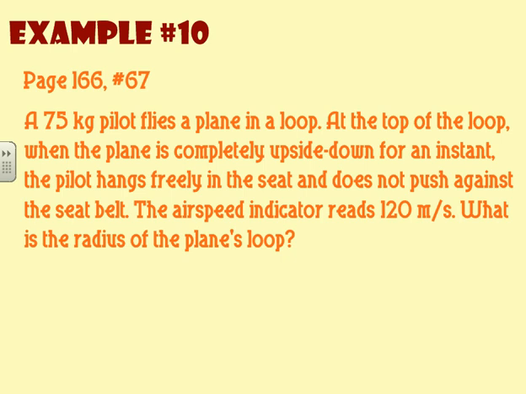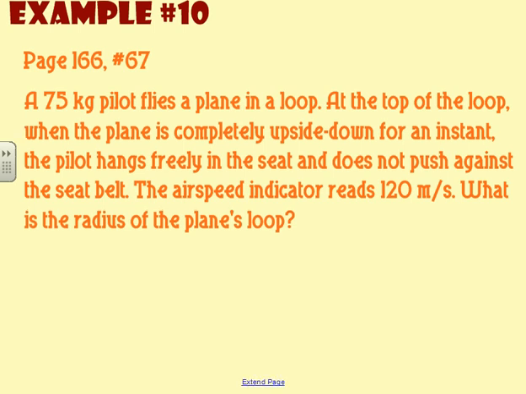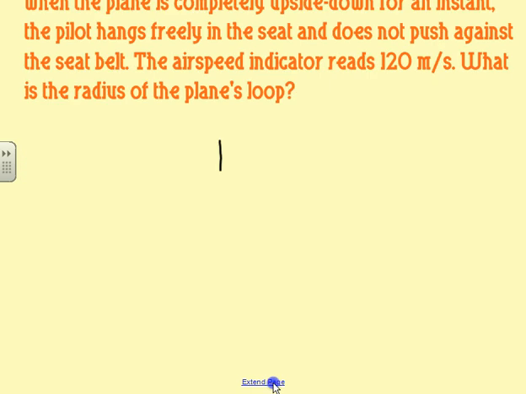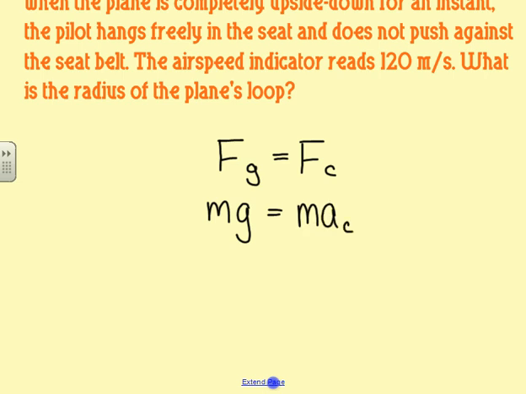That means the only force acting on our pilot is the force of gravity, and therefore the force of gravity is responsible for the centripetal force. We'll write that down, indicating that Fg, the force of gravity, is equal to Fc, the centripetal force. Well, we know the force of gravity is mass times gravitational acceleration, and we know centripetal force is mass times centripetal acceleration. Notice there's a mass on each side of the equation, so we could divide both sides by mass, and so mass cancels out.